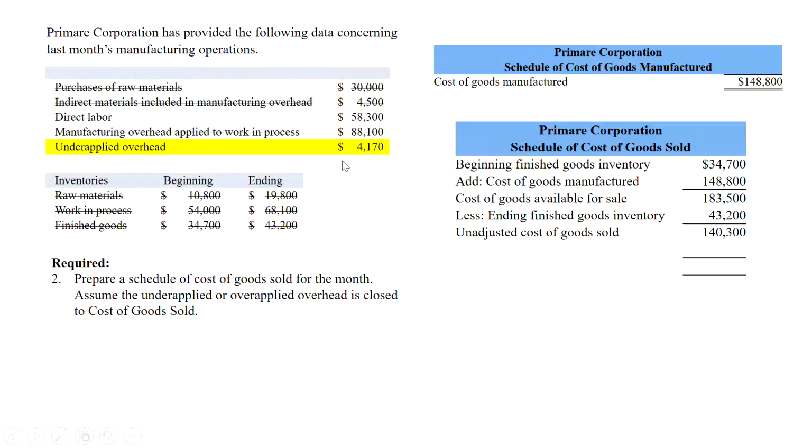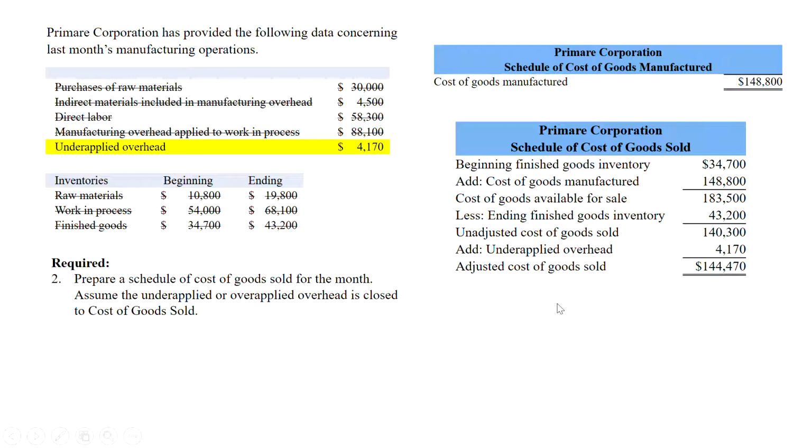So what do I do with underapplied overhead? Do I add it to my unadjusted cost of goods sold, or do I subtract it? If we underapplied it, we didn't put enough in. So it's just like, I'm a big cook. If I underapply my seasonings like my salt and pepper, I need to add more to my soup or whatever I happen to be cooking. So here I'm going to add that underapplied overhead of 4,170 to my previous cost of goods sold to get 144,470. If I overapplied, it would have meant I added too much. I need to go ahead and take some out, and that would have been a subtraction.